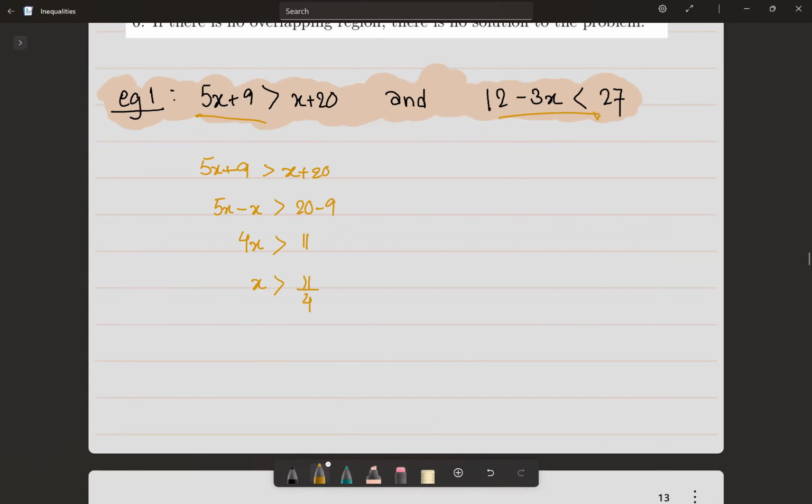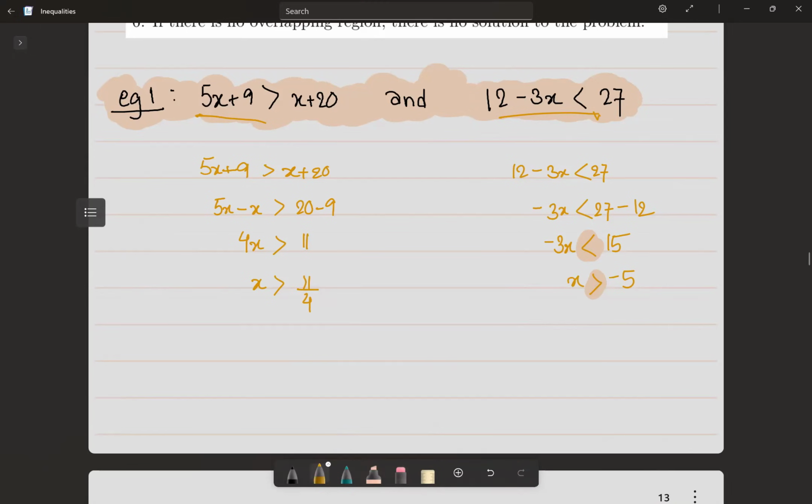And for this one, we have 12 minus 3x is less than 27, given in the question. So we get minus 3x is less than 27 minus 12. So minus 3x is less than 15, which gives us x is more than minus 5. The inequality changed from less than to greater than because we are dividing with a negative number. For minus 3, the sign changed.